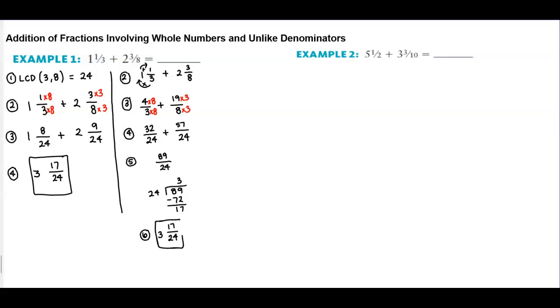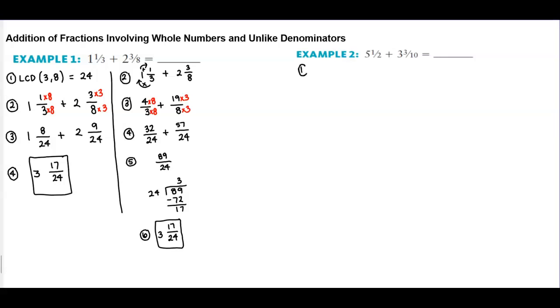Now as you can see here, the first method is a lot shorter. The second method is a lot longer. But sometimes the second method might be needed when you're dealing with subtraction. So sometimes you may need to use the one on the left, sometimes you may need to use the one on the right. Okay, now let's take a look at the next example.